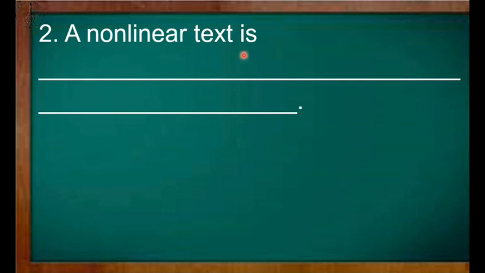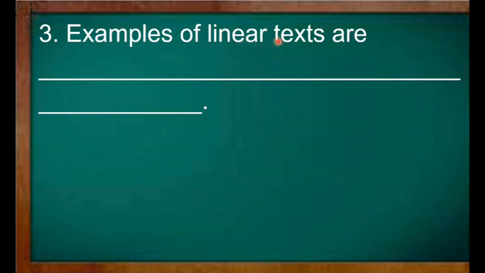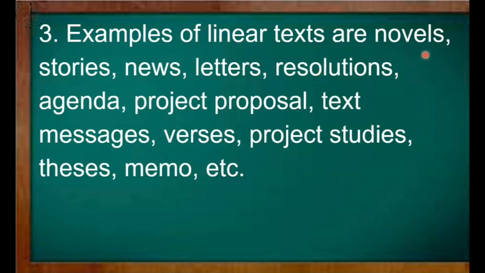For a nonlinear text, it is non-sequential, which means that the readers do not have to go through the text in a sequential manner in order to make sense of the text, like charts, maps, and graphs. Number 3, examples of linear text are the following. We have novels, stories, news, letters, resolutions, agenda, project proposal, text messages, verses, project studies, thesis, memo, etc.